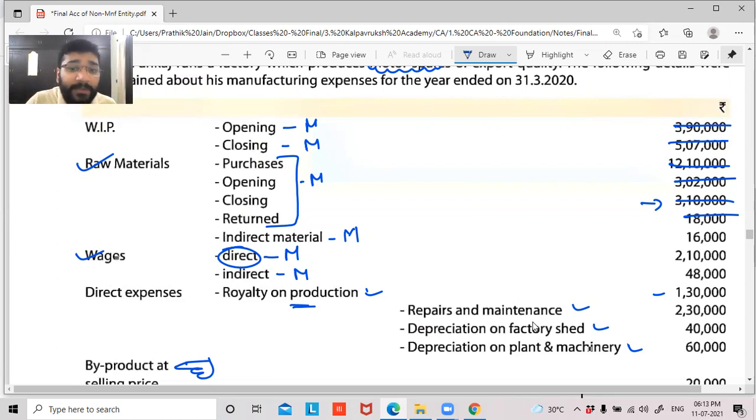This royalty is directly linked to production. If production happens, royalty will come. If production doesn't happen, royalty will not come. But it is not the case for repair, maintenance, and depreciation. Indirect expenses will happen whether the production is happening or not. Repair and maintenance will happen. Depreciation will happen, whether it is the factory shed or plant and machinery. So I hope you're getting the clarity between direct and indirect.